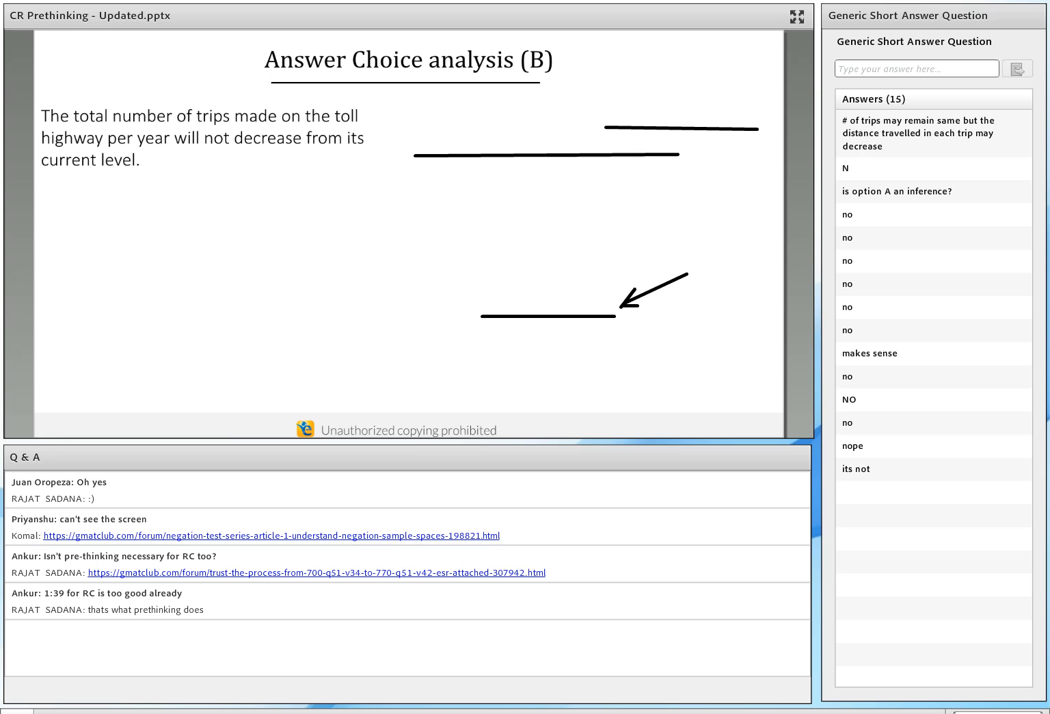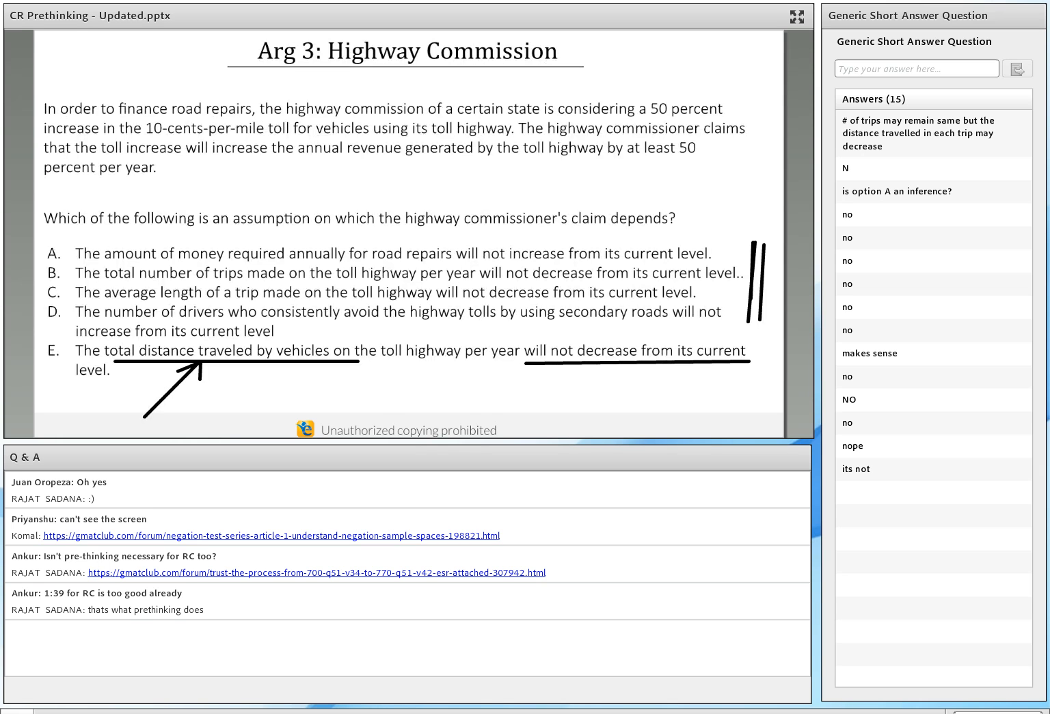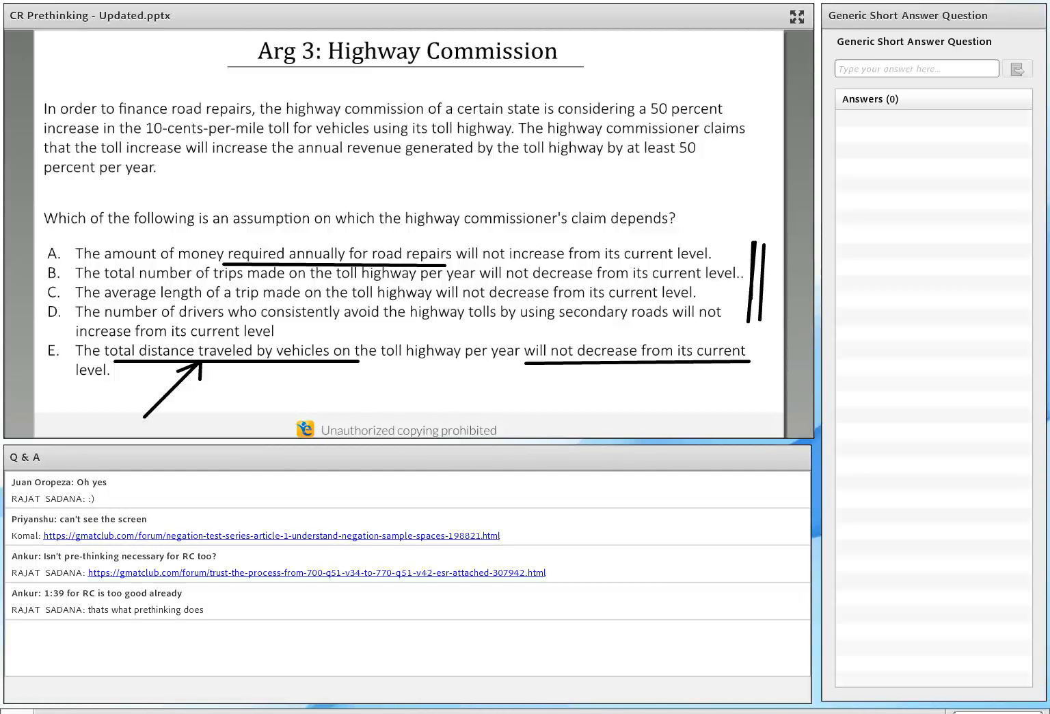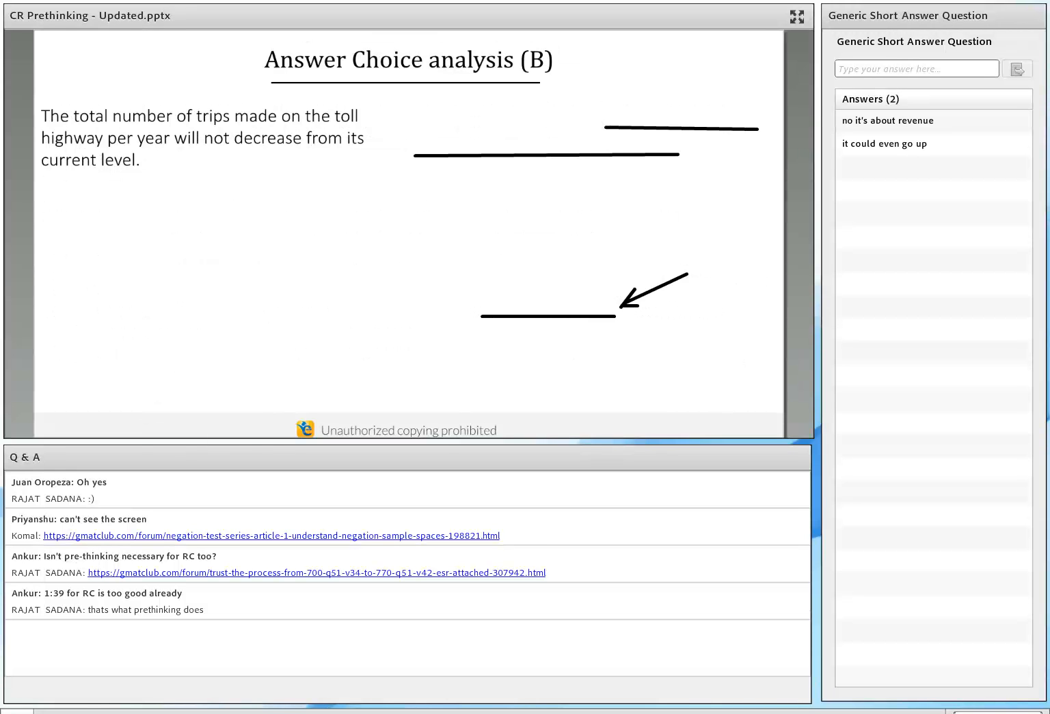Okay, is option A an inference? I don't know what option A is. Let's take a look at that. The amount of money required for road repairs. In the conclusion, do we care about the amount of money? No, that has nothing to do with the conclusion. It's just some context. It could go up, it could go down. I wouldn't care. It's about the revenue.